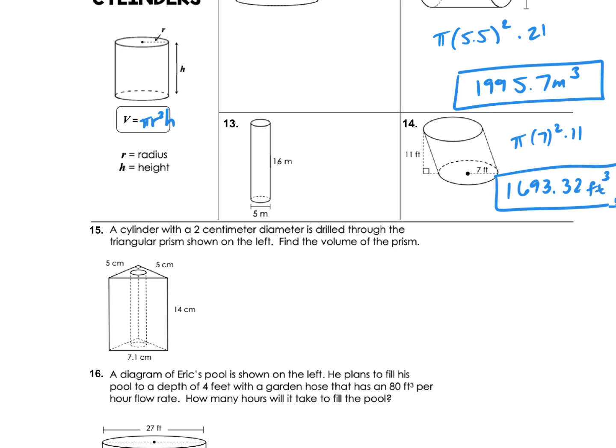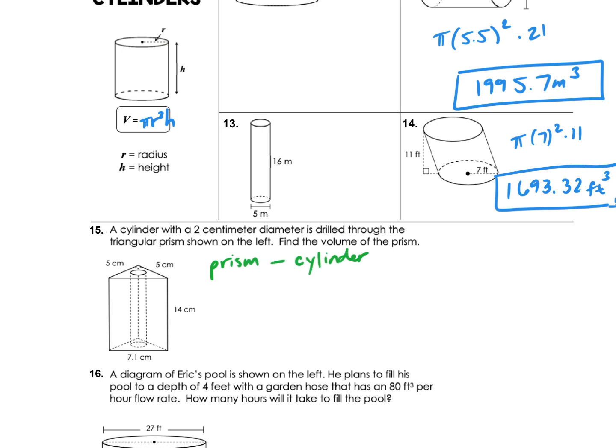All right, look at 15. So what is the outside shape? Triangular prism. And what did I do? I basically put a hole through it that's in the shape of a cylinder. So I'm going to do the volume of the prism minus the volume of the cylinder.